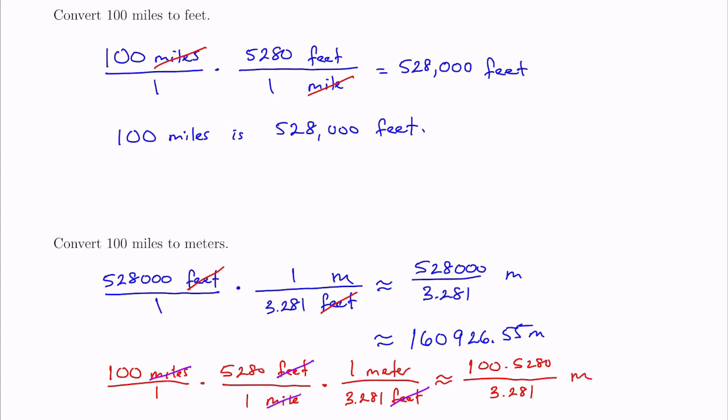So the calculation would turn out to be the same. The only difference between the approaches is, had we done that first calculation in the first part of this question or not? And we will finish with a statement. 100 miles is about 160,926.55 meters.